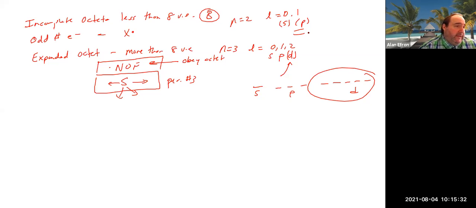So definitely those guys have to obey the octet rule. Again, sulfur and below can go over it. Doesn't mean you need to go over it all the time. It doesn't, but it does have the ability to do it.